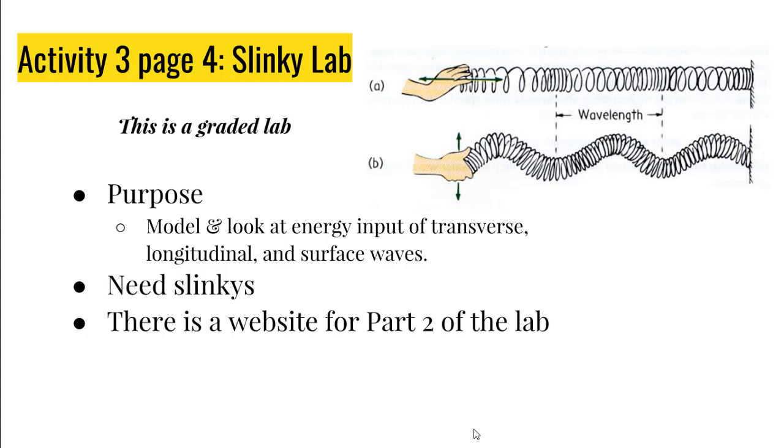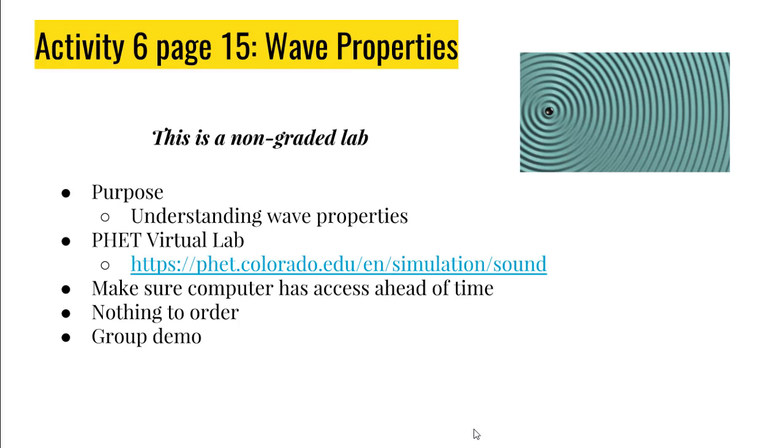Essentially, they're going to look at energy input for transverse, longitudinal, and surface waves by moving the Slinky back and forth. Students really do enjoy this one, but again, this can be a safety one. Make sure you have enough space, make sure that they know what they're doing, give them goggles, things like that. There is a website for part 2 of the lab, so just keep that in mind. This is also one that you can find a lot on YouTube to show students some other aspects of it, or if you're looking to expand on the activity and just do more than what the SAW is calling for.